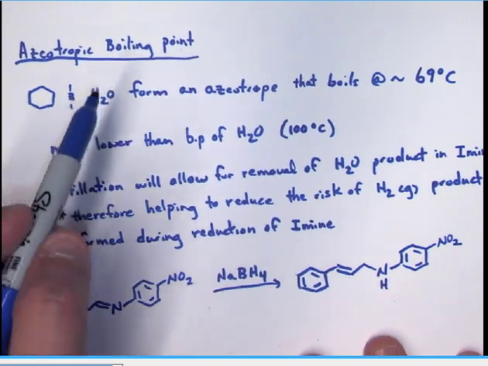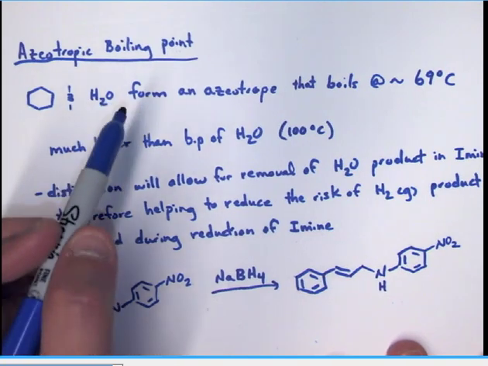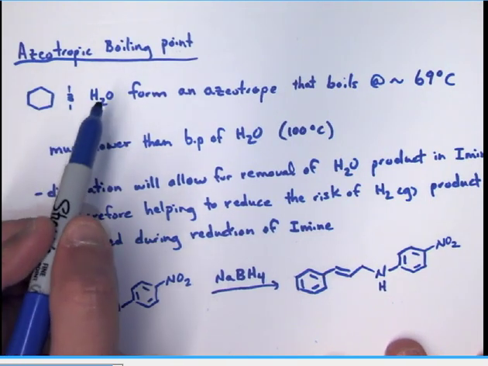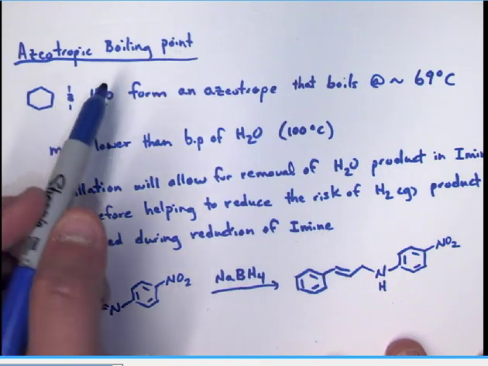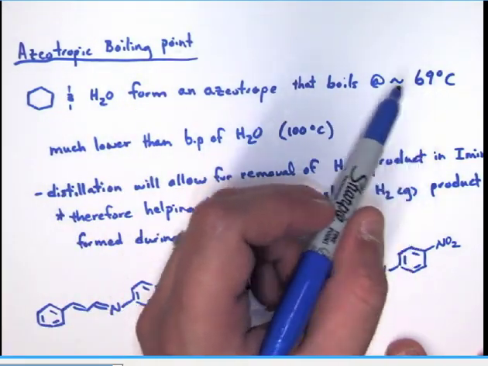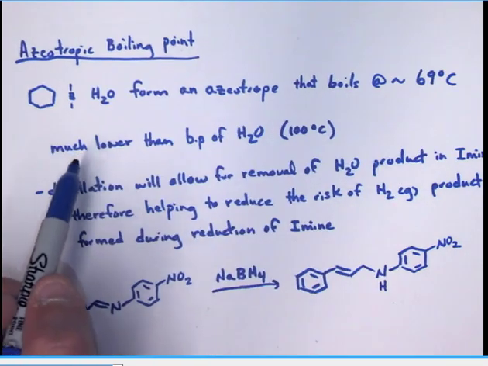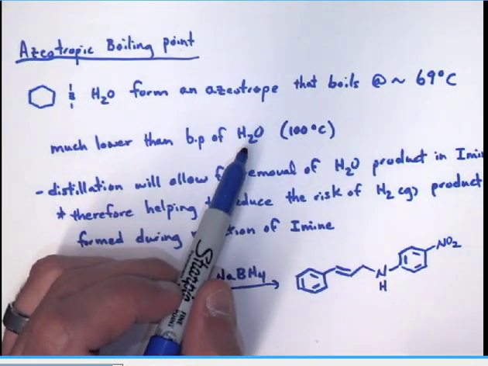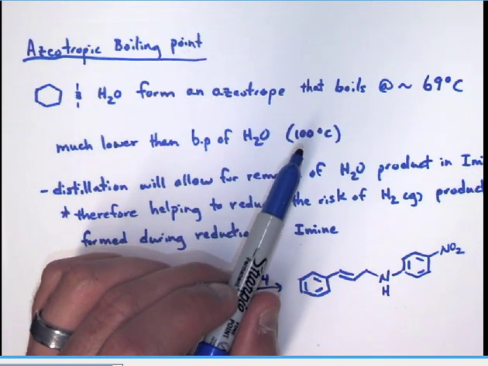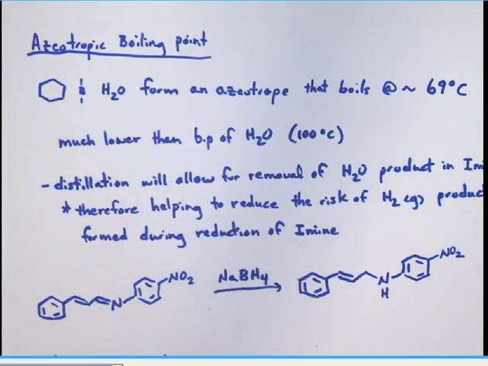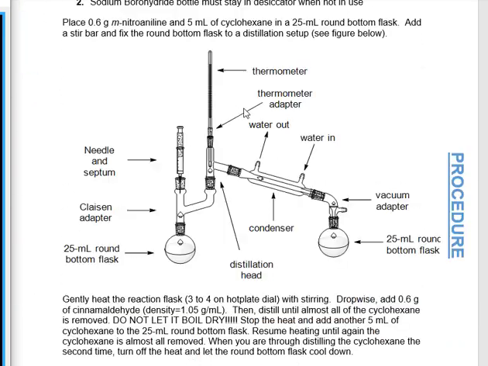So when we talk about needing to remove this water, we do know that when we form an azeotrope of water with cyclohexane, we will see this boil off at 69 degrees C, which is much lower than the boiling point of pure water, 100 degrees C, right? So we've lowered that a lot. And that's why we use a distillation apparatus here. You're going to collect this azeotrope over here so that you can keep making the imine and remove the water as it's being produced.